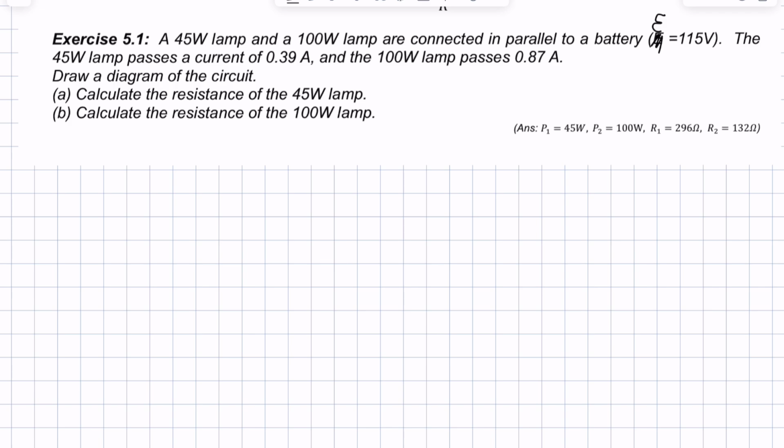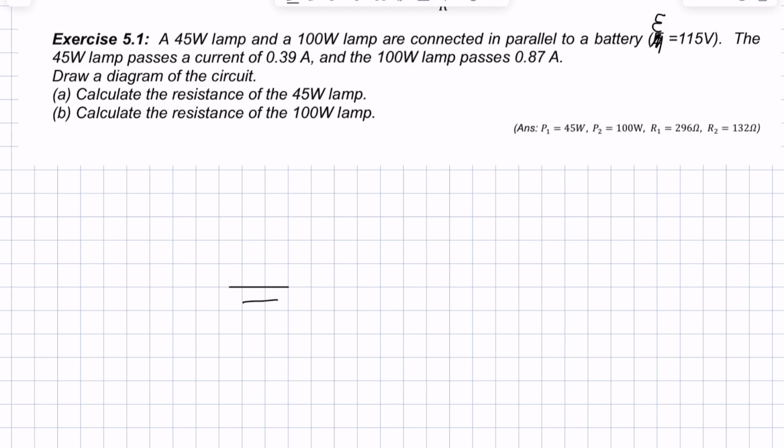The question also states that the 45-watt lamp passes a current of 0.39 amps, while the 100-watt lamp passes a current of 0.87 amps. Draw a diagram of the circuit and then calculate the resistance of the 45-watt lamp and the resistance of the 100-watt lamp.